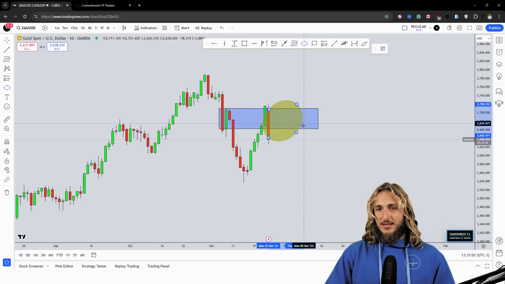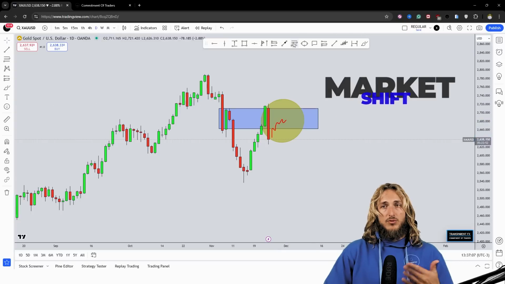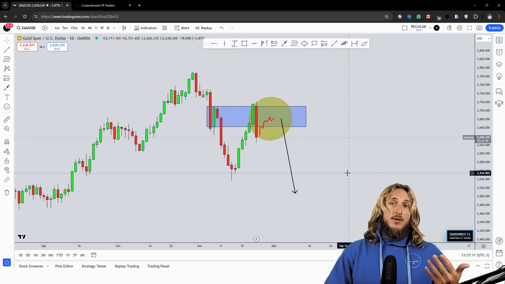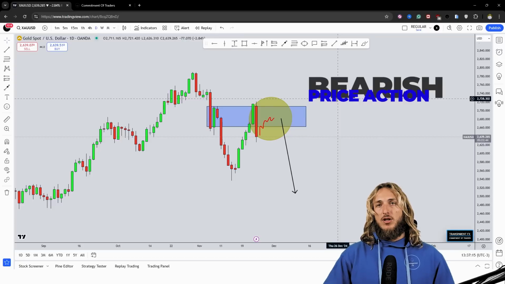Therefore, what I would expect is that if this market would shift from an intraday bullish to bearish market at that point, I wouldn't be surprised to see a potential rejection to the downside, creating a deeper correction from a monthly standpoint. That definitely wouldn't surprise me.